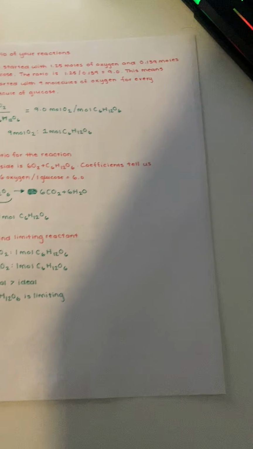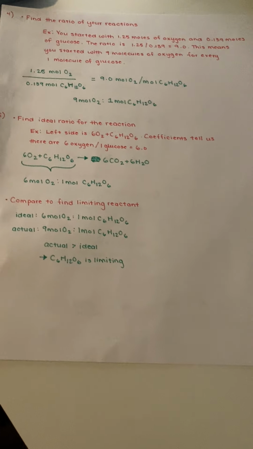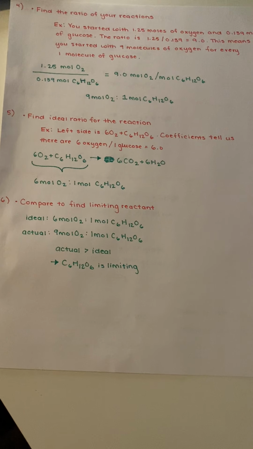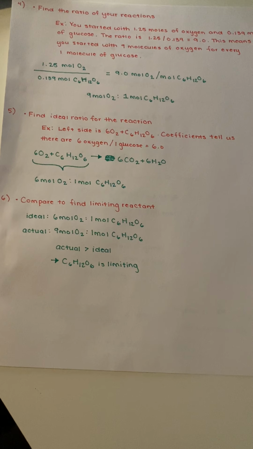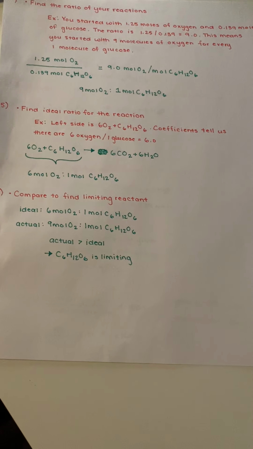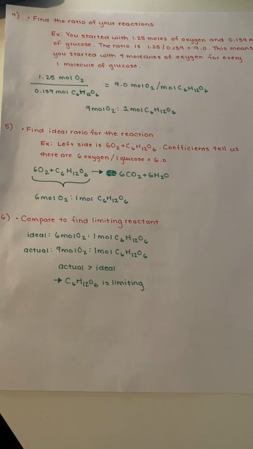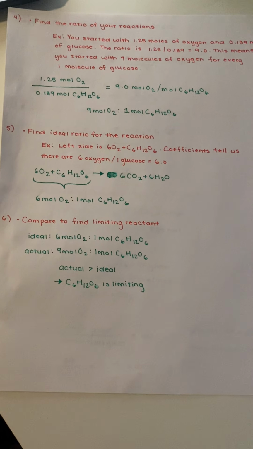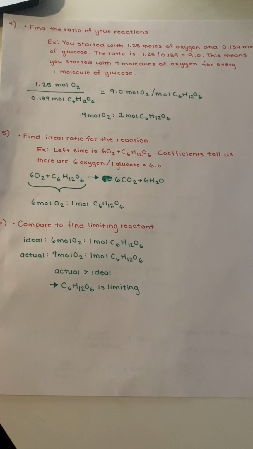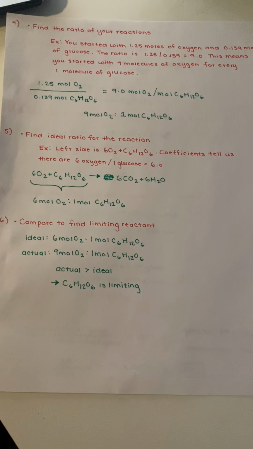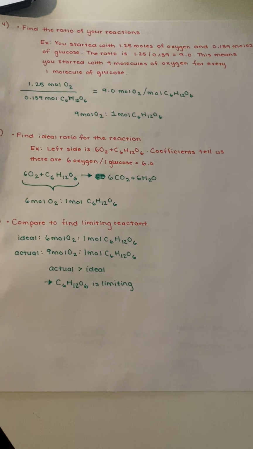Next step is to find the ratio of our reactants. So we started with 1.25 moles of oxygen and 0.139 moles of glucose. The ratio of oxygen to glucose, like I have drawn up there in the work, is 1.25 divided by 0.139, and we are left with 9. That means we started with 9 molecules of oxygen for every 1 molecule of glucose.